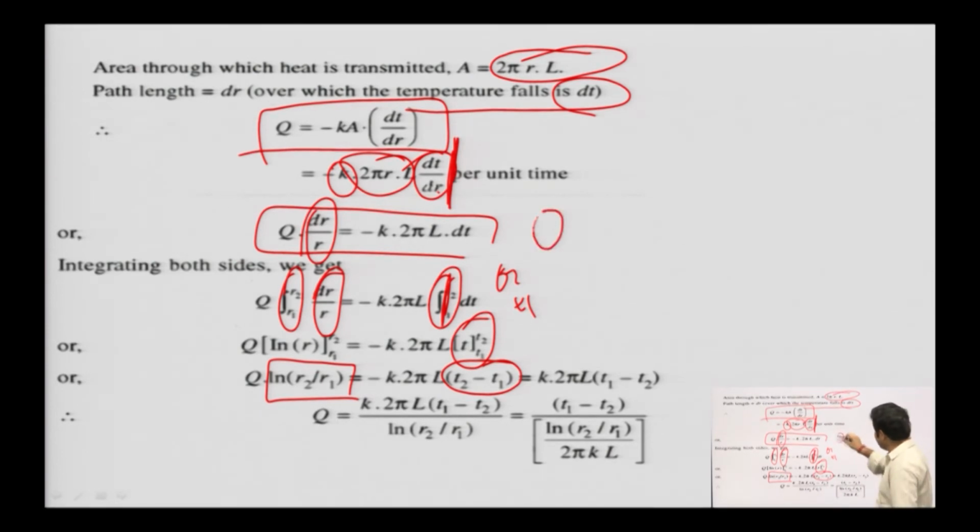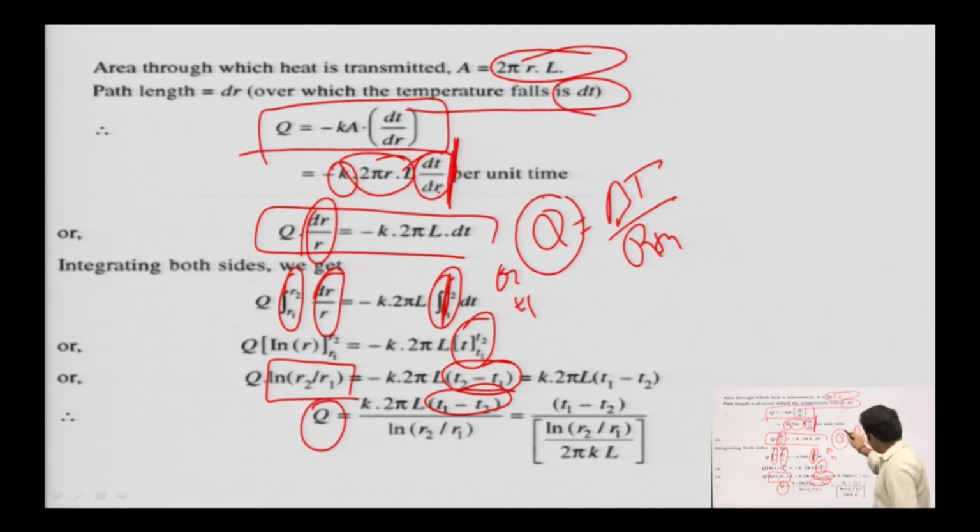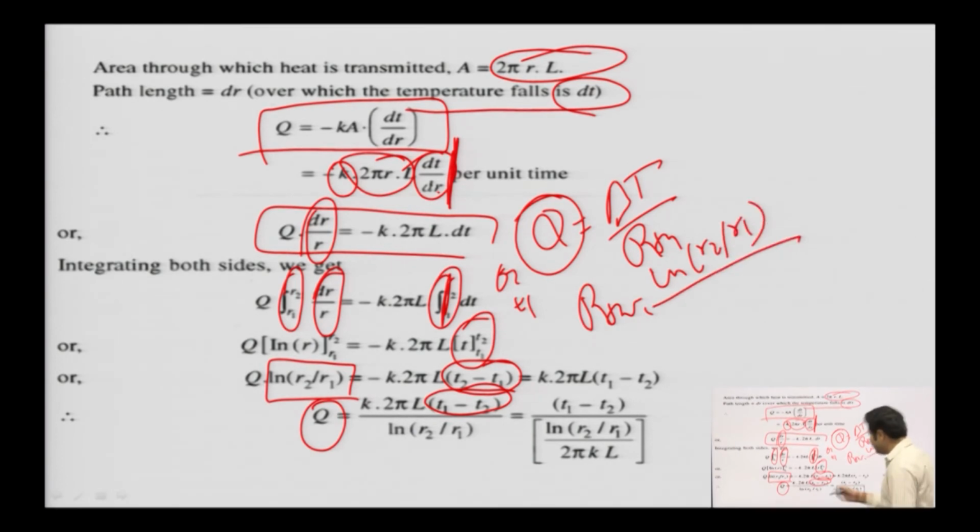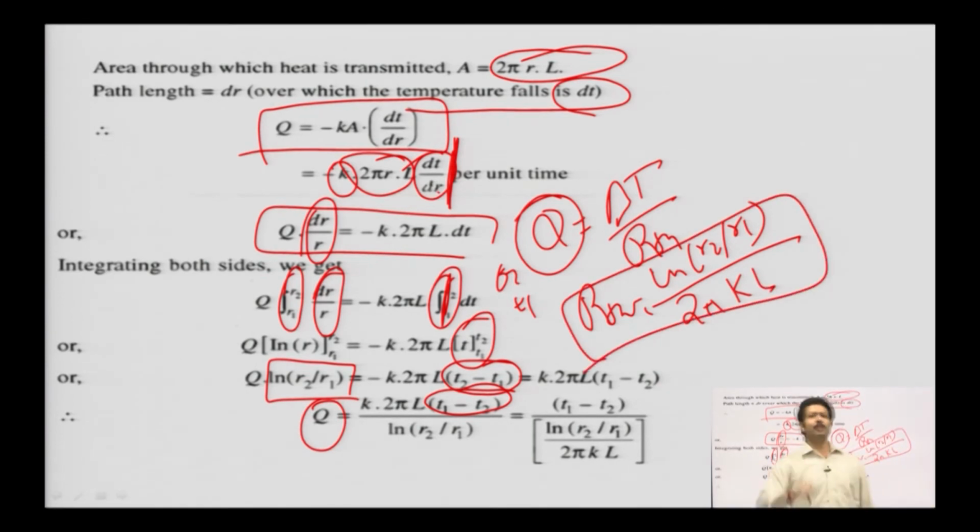If we stack this in this format, we already have T1 minus T2 here, and we already have Q here. So what's remaining? The remaining portion will be the R_th. So R_th will be ln r2 by r1 divided by 2 pi kL.